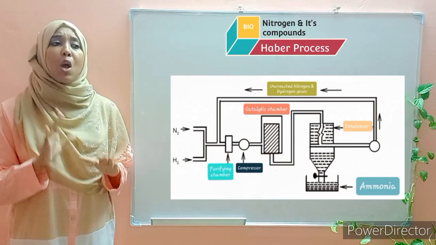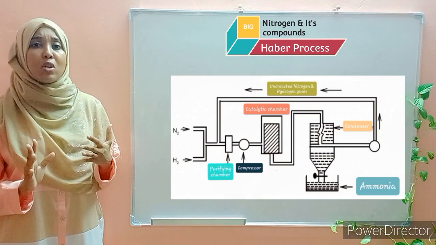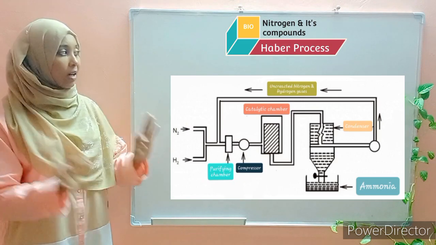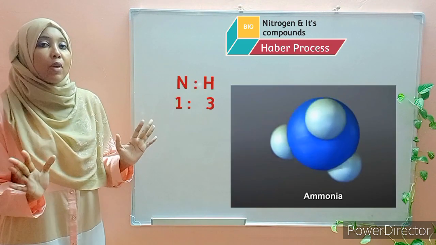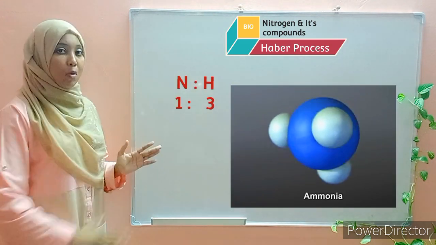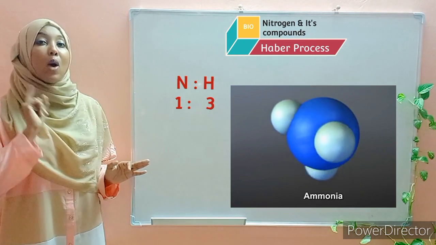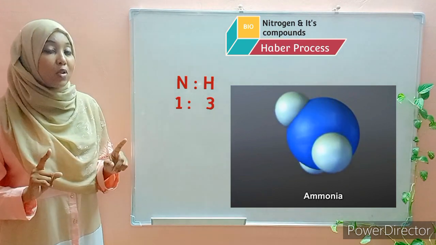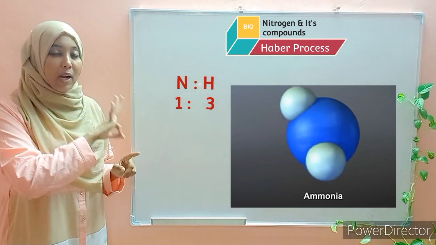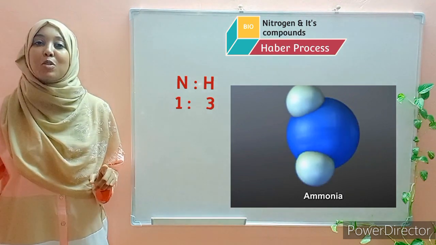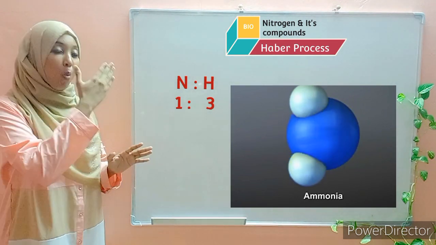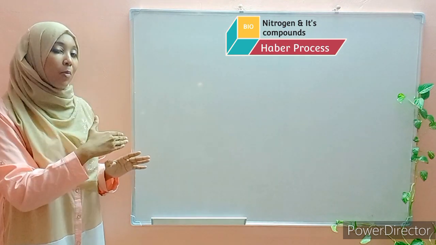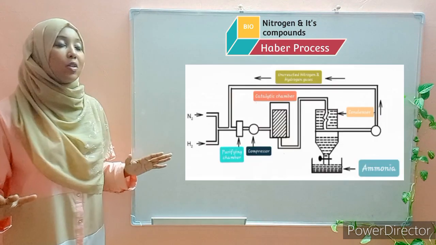In case you're wondering why this ratio needs to be as such, let's take a look at the structure of an ammonia molecule. This is ammonia. Now ammonia has 1 nitrogen atom, but how many hydrogen atoms? 3. So 1 nitrogen atom to 3 hydrogen atoms. So the ratio has to be 1:3. With every 1 mole of nitrogen, you are having 3 moles of hydrogen gas.